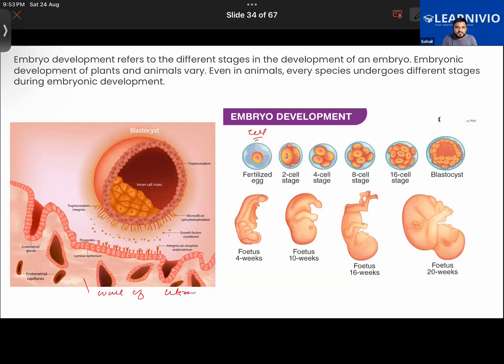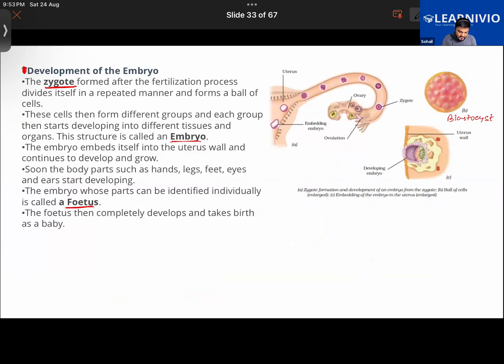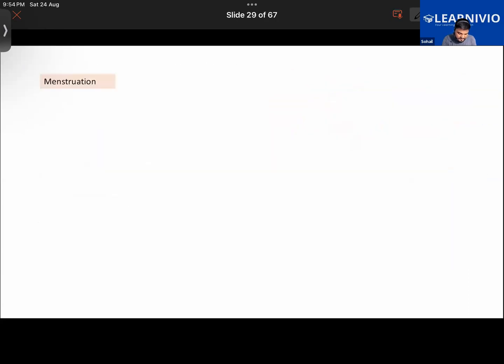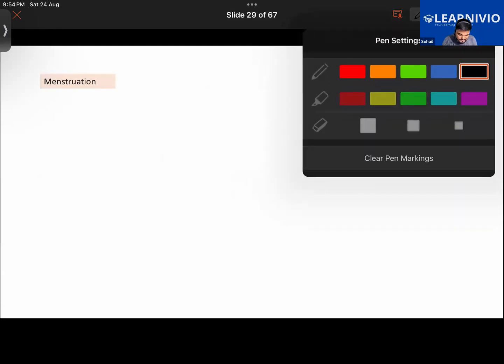Eyelashes would have developed. Hair would have developed. We'll be learning about this in detail after some time, when we learn about the development of the embryo. As of now, the next topic which we are going to learn is menstruation.